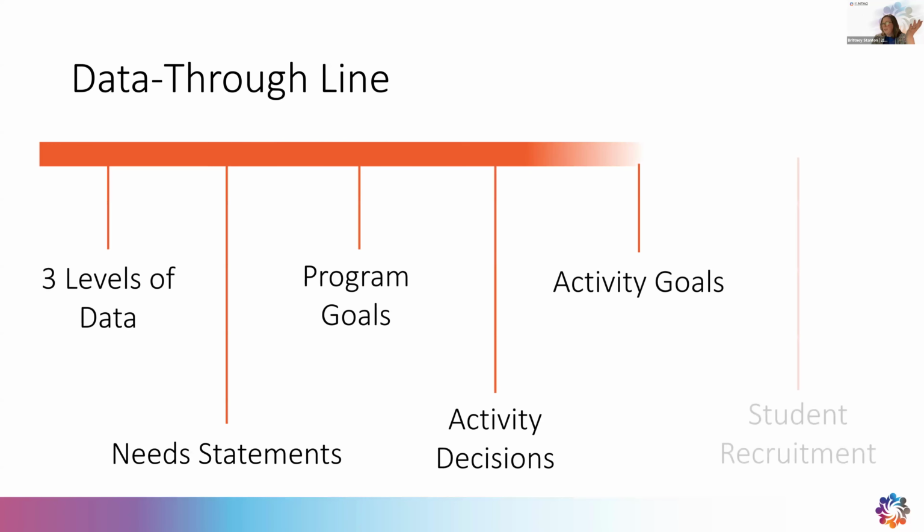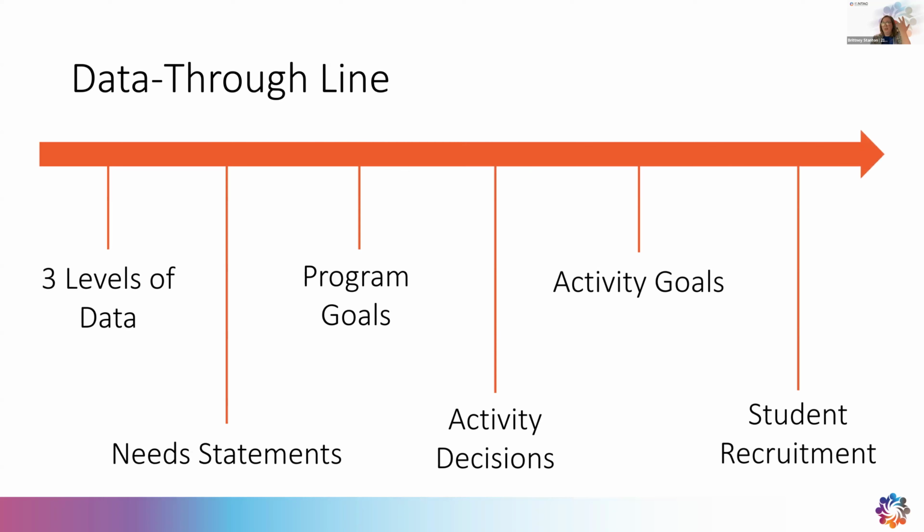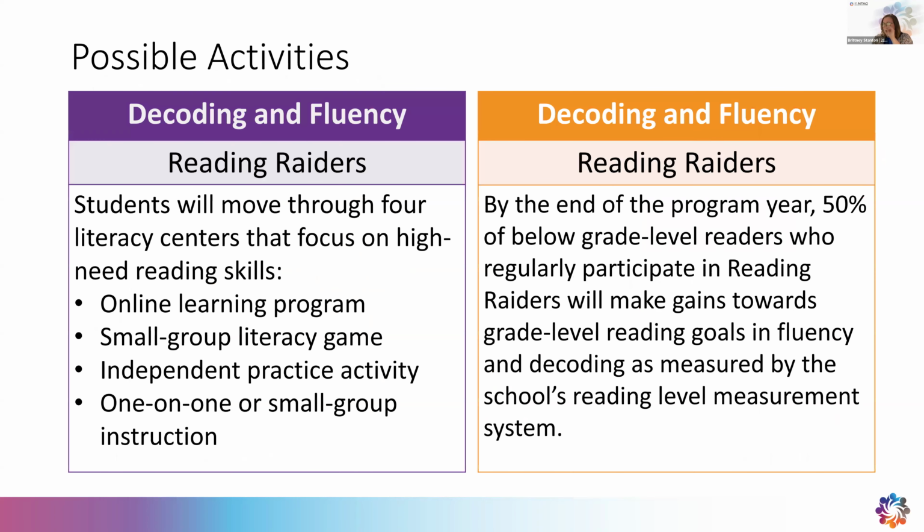So where does this fall on our data through line, right? We've done so much work. We've got our activity goals. But what happens next? Well, we're going to finalize everything, and we're going to start to implement what we're going to do. Here's an example for you, right? We know that students need help with decoding and fluency. And so the possible activity that we have is that students will move through 4 literacy centers that focus on high need reading skills. And this is a great example of what blended learning could look like.